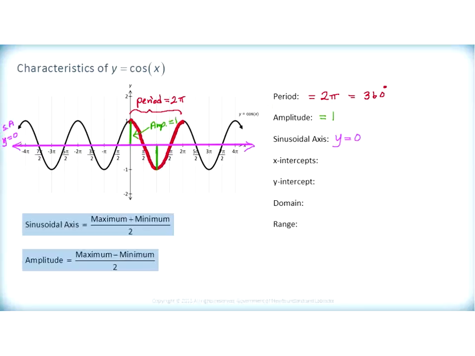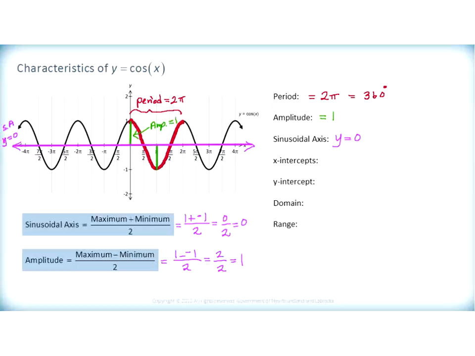Again, you can use your formulas to determine the equation of the sinusoidal axis or the amplitude. The maximum value of the function, 1, plus the minimum value of the function, -1, divided by 2, is equal to 0 over 2, which is just equal to 0. The amplitude can be determined by taking your maximum value of 1 and subtracting your minimum value of -1. Dividing that by 2 gives us 2 over 2, which is equal to 1, which is the amplitude for this function.